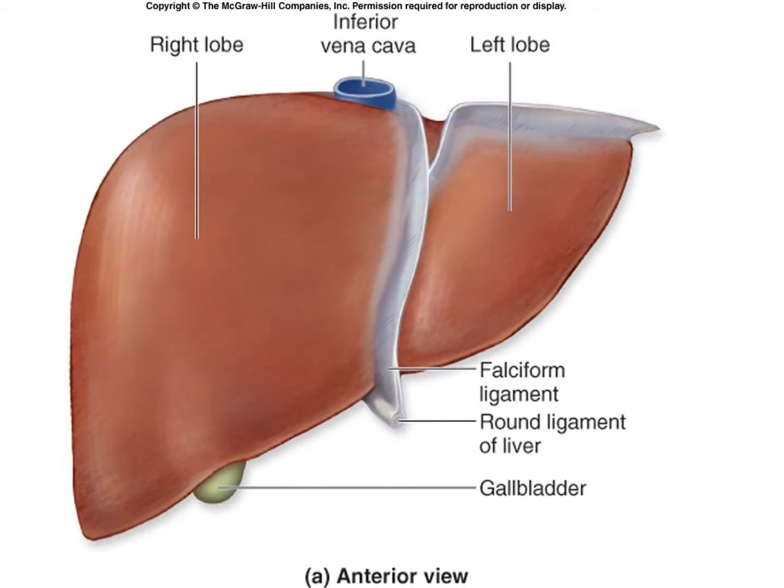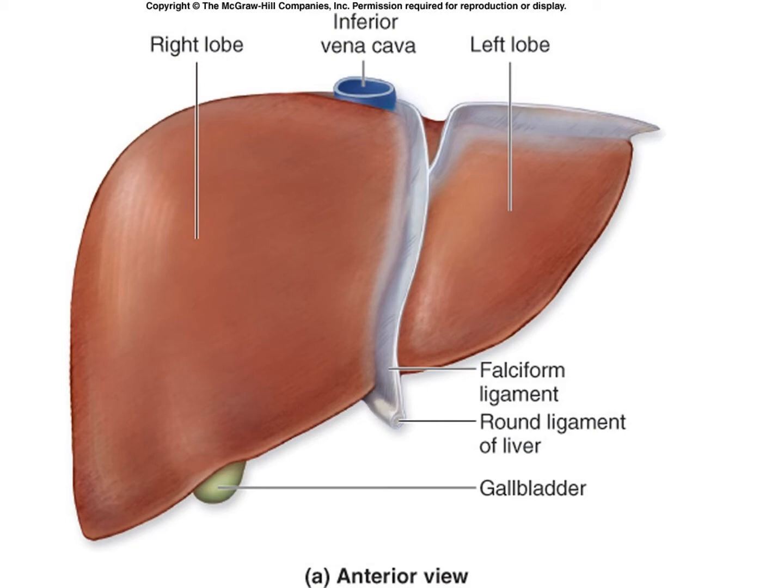This picture shows the anatomy of the liver. Here we can see the right lobe and left lobe. In between them, the inferior vena cava can be seen. Here we can also see the falciform ligament and round ligament of the liver, and a part of the gallbladder. The right lobe, as we can see in this picture, is bigger in size than the left lobe.